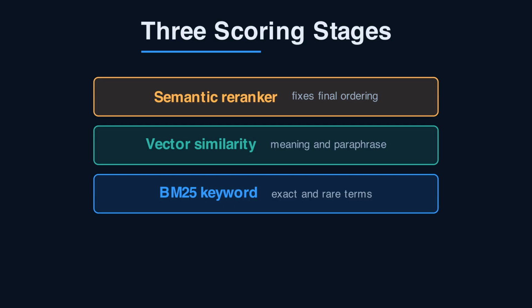Keyword catches exact terms and rare tokens. Vectors catch meaning and paraphrase. The reranker fixes the ordering both get wrong.